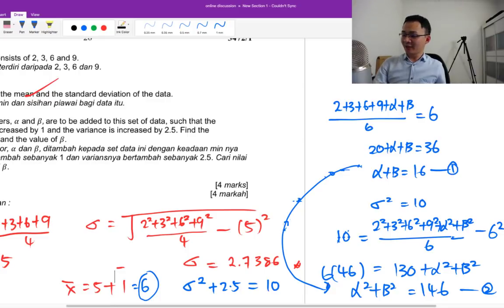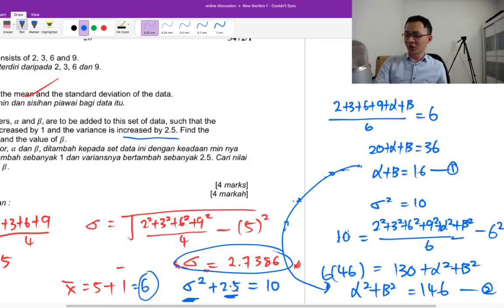How to get 10? Okay, because the question says the variance increases 2.5, right? So I have the standard deviation here. What I will do is basically I square my standard deviation to get variance. So this is the reason why you will see a standard deviation square. I get variance. After I got the variance, because the question said increase 2.5, so I plus 2.5, then I get my new variance equals to 10. Okay, do I make you understand how I get 10?